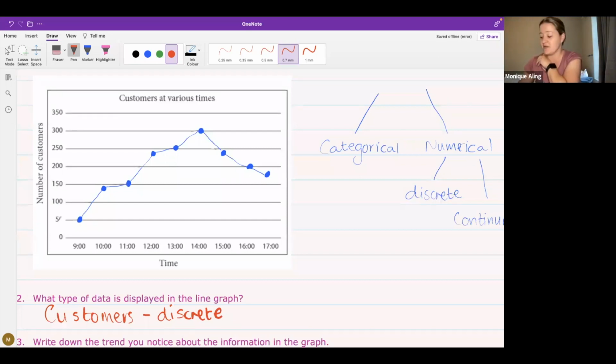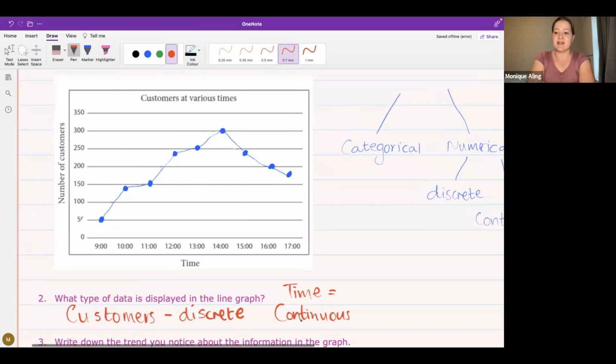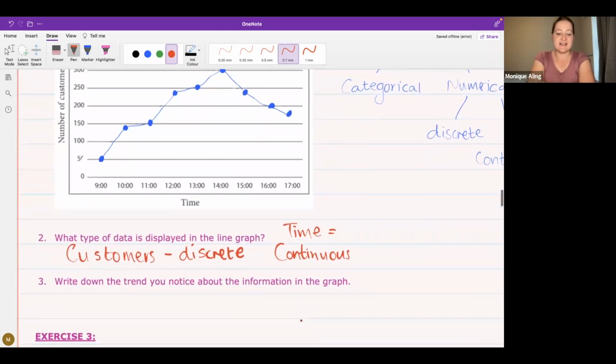Whereas continuous deals with measurement. Okay, and it involves decimals. So our time would be considered as continuous because it's a measurement. Okay, and we can have 2.3 hours, for example. It can take the form of a decimal as well. Okay, good. Glad we all remembered that.